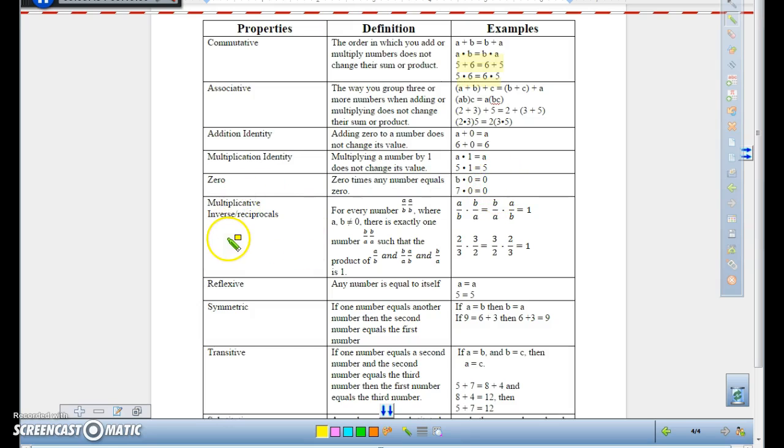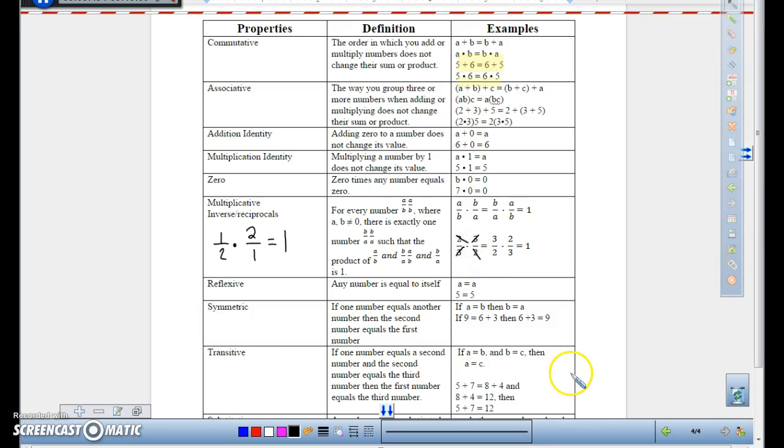The multiplicative inverse. The multiplicative inverse says if I multiply 1/2 by its reciprocal, which means you flip the fraction, by 2 over 1, I should always get 1. So the example over here is 2/3 times 3/2 equals 3 over 2 times 2/3 is equal to 1. Your fraction works that the 3's would cancel each other out and the 2's would cancel each other out, and you're left with 1.